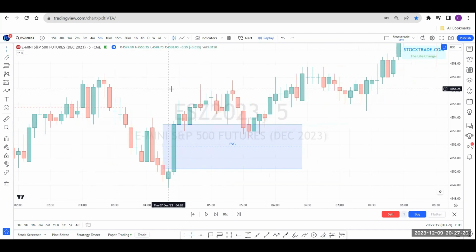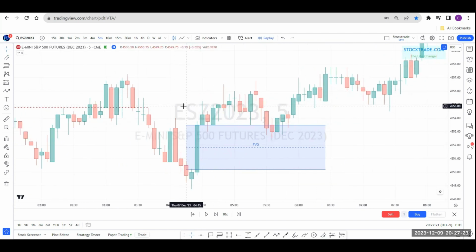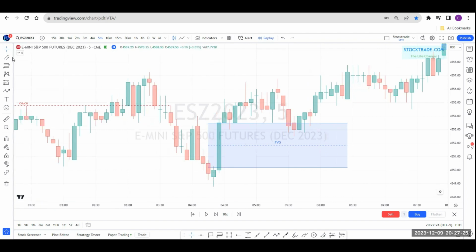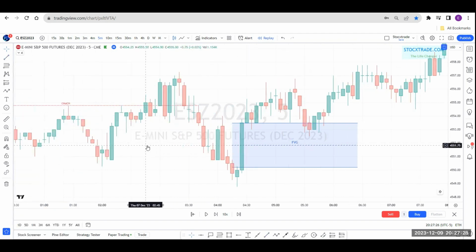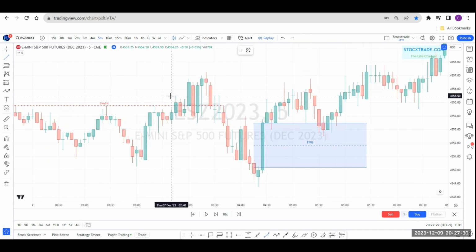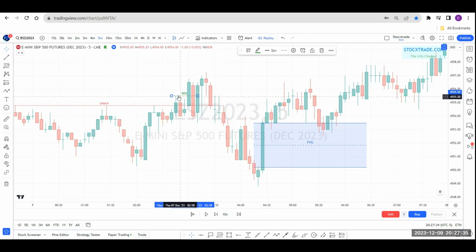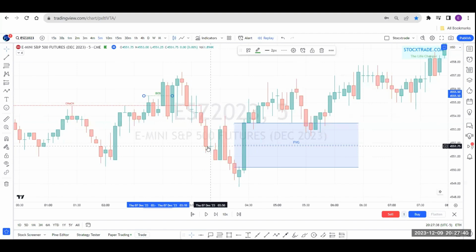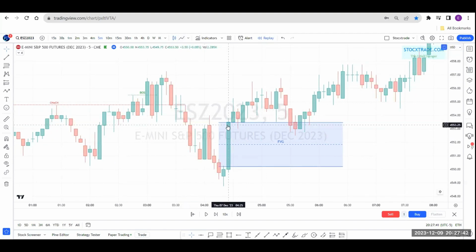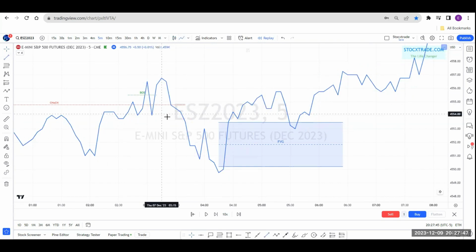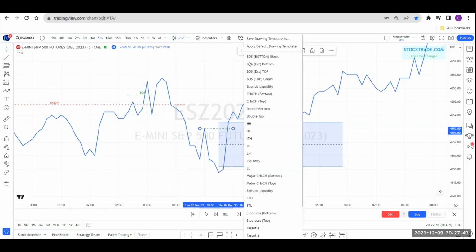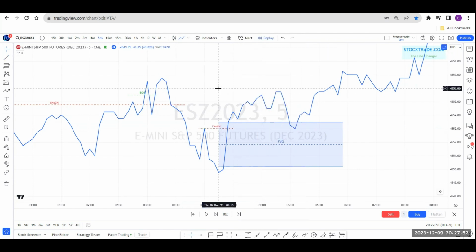And do I have the change of character and the break of structure in this area? Let's see. The same thing which we marked here. Here we didn't mark the break of structure. So this was your break of structure, because this was the high, then low, and the market broke this structure. If you are not understanding in the bar chart, you can shift to line chart. This is your change of character. Easy. And this is your break of structure in the same direction.